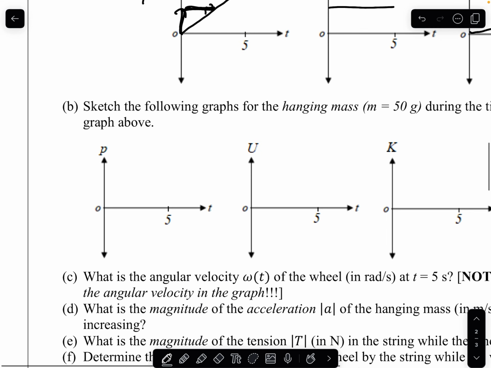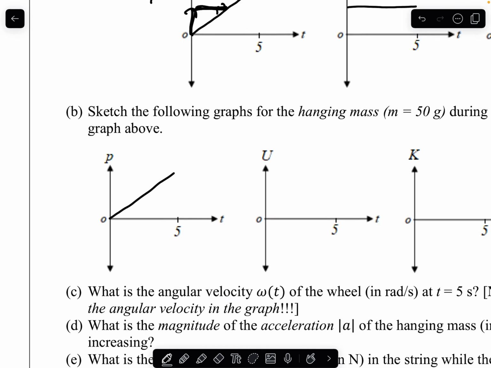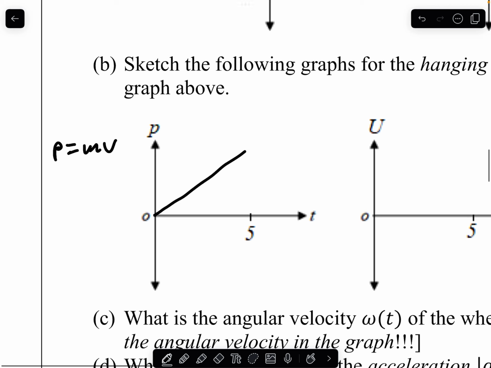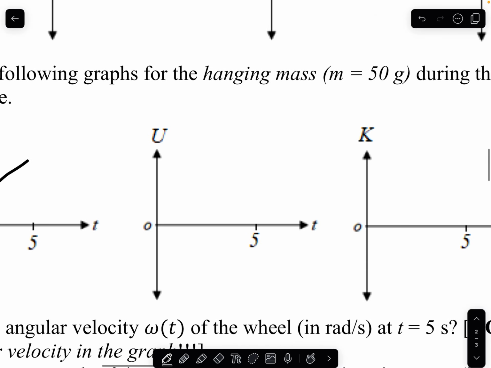And for part B, the momentum graph is going to look like a line with a constant slope because p equals mv, and velocity is increasing at a constant rate due to how acceleration is constant. So that's why the momentum graph is going to be linear, because its slope is constant.